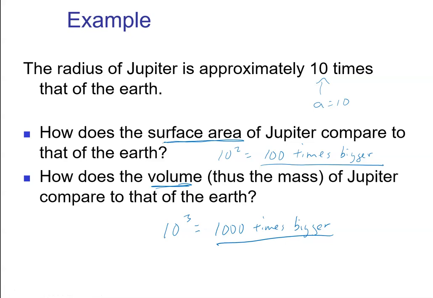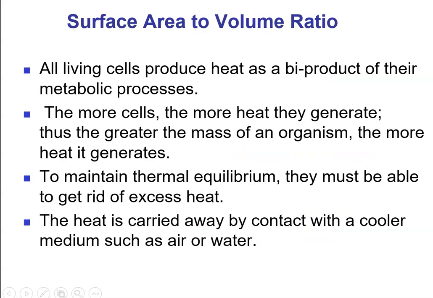Okay, so now let's talk about comparing surface area to volume and that ratio. So let's set this up. All living cells produce heat as a byproduct of their metabolic processes. The more cells, the more heat they generate. Thus, the greater the mass of the organism, the more heat it generates. To maintain thermal equilibrium, they must be able to get rid of excess heat. The heat is carried away by contact with a cooler medium such as air or water.